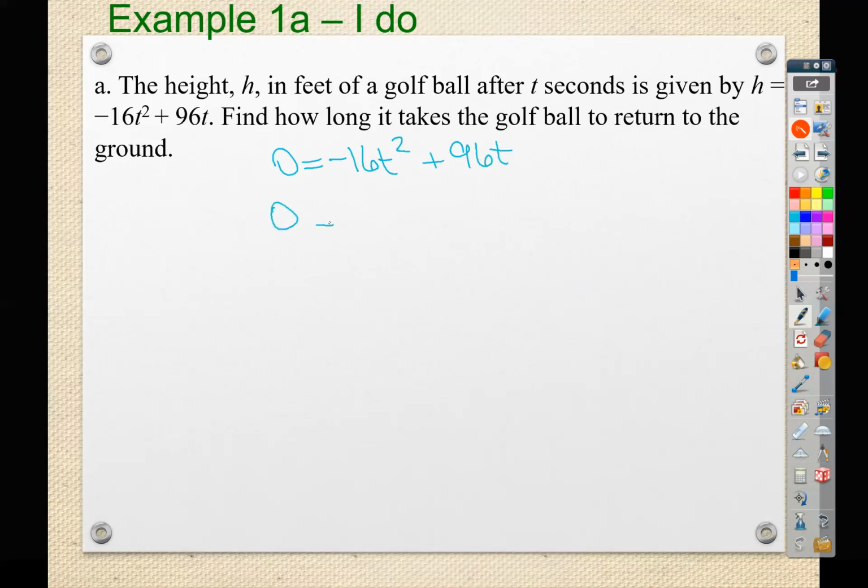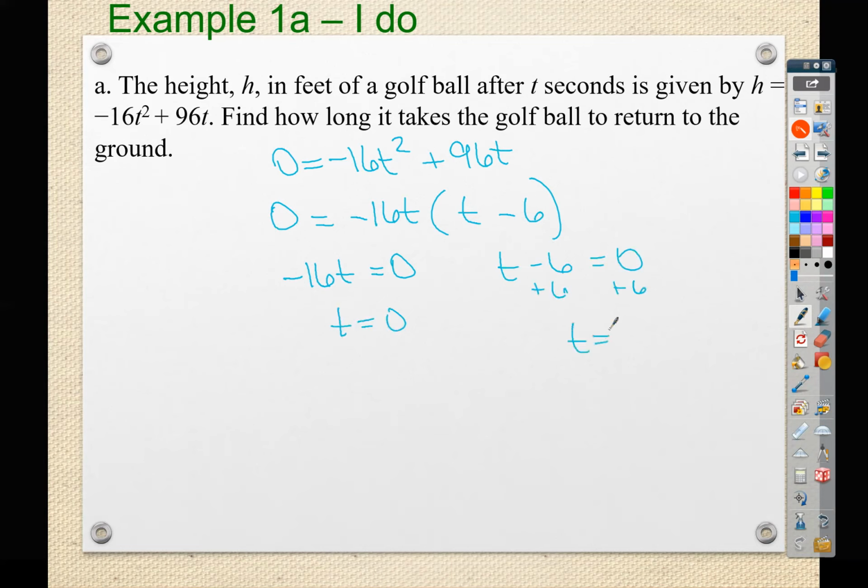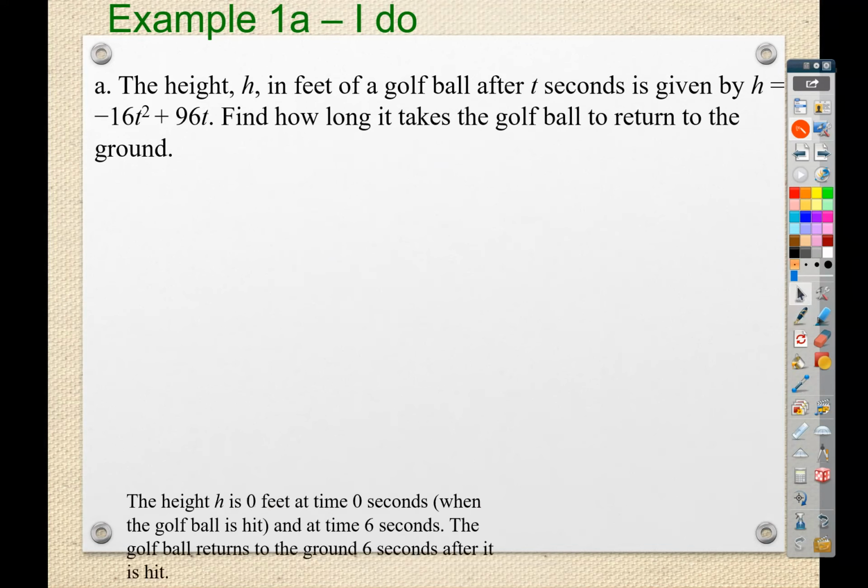All right, so you pull out your GCF, which would be negative 16t, and I'm left with t minus 6. So I set each of those factors equal to 0 and solve for time. So the first time I get is 0, the second time I get is 6. So it's going to be 6 seconds.